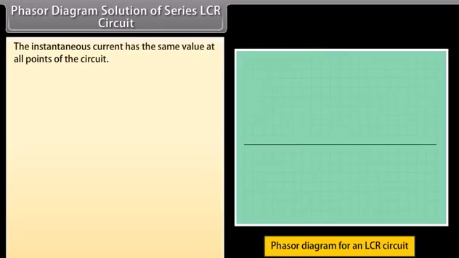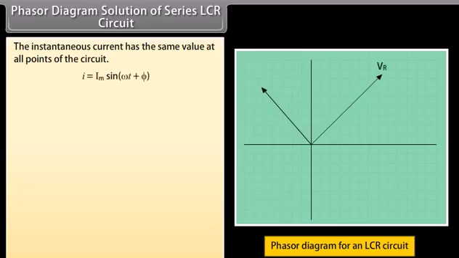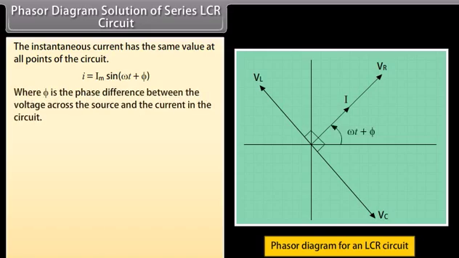Phasor diagram solution of series LCR circuit. The instantaneous current has the same value at all points of the circuit. I is equal to Im sin (omega t plus phi), where phi is the phase difference between the voltage across the source and the current in the circuit.